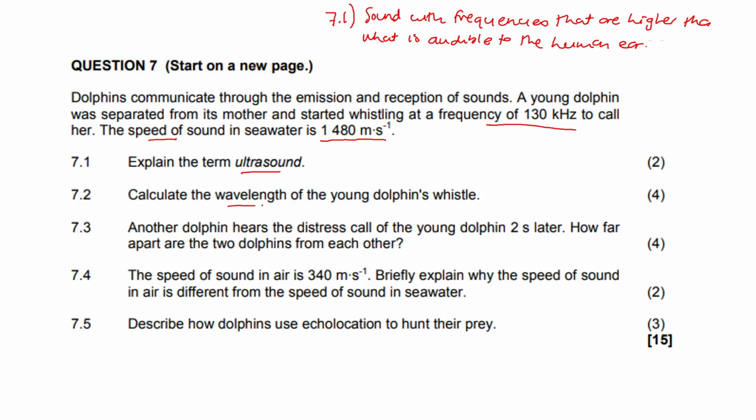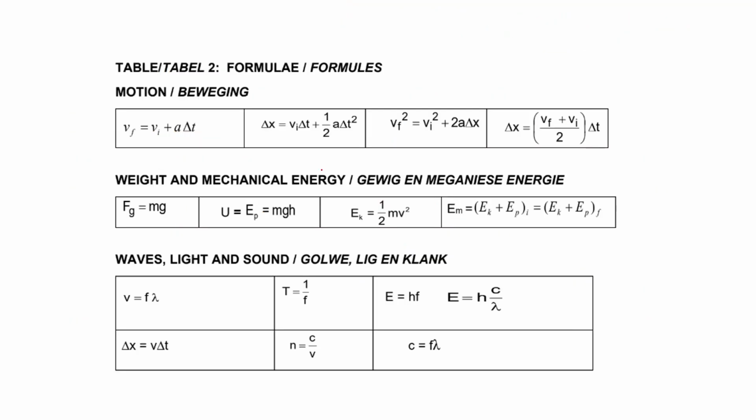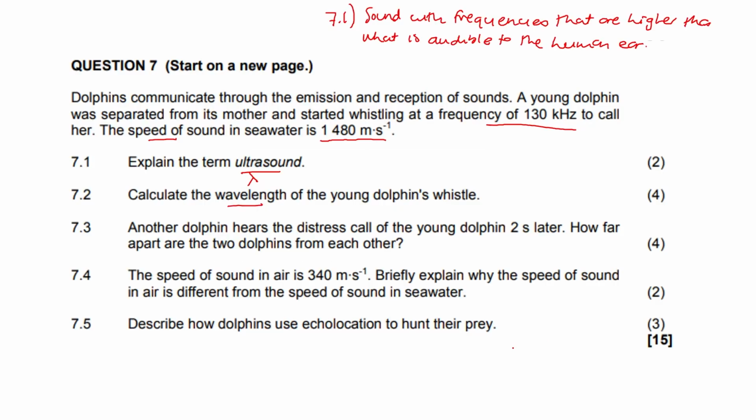7.2. Calculate the wavelength of the young dolphin's whistle. All right, so let's go to the bottom here. We need a wavelength. Where do we see wavelength? There's one, and there's one. So let's check what we have to see. What can we insert to get that upside down Y, the wavelength sign? I love doing that sign.